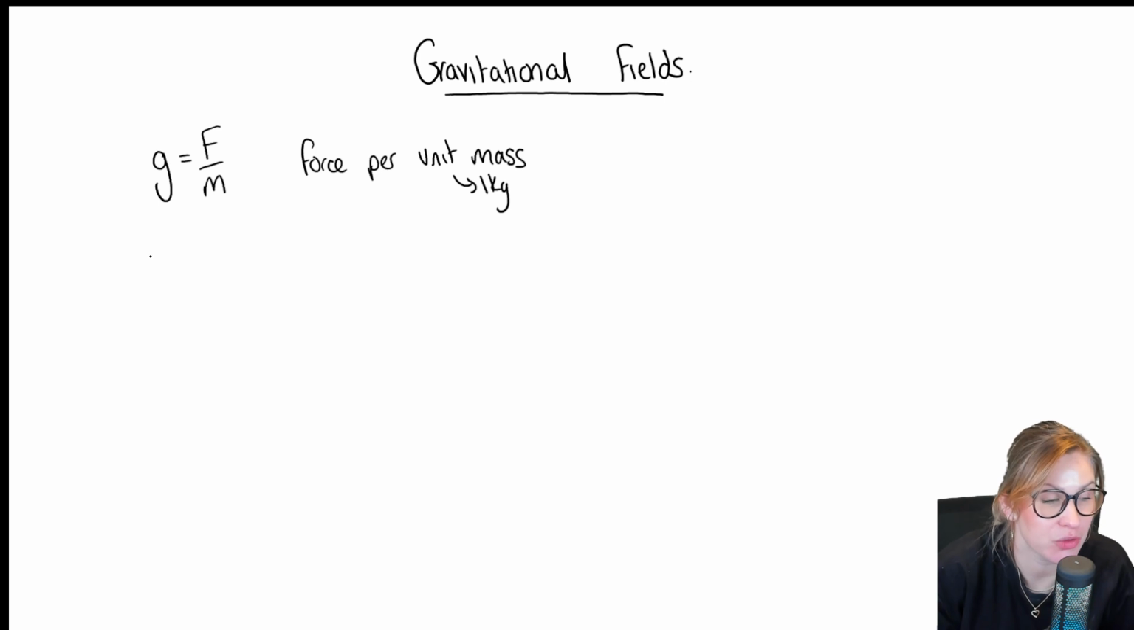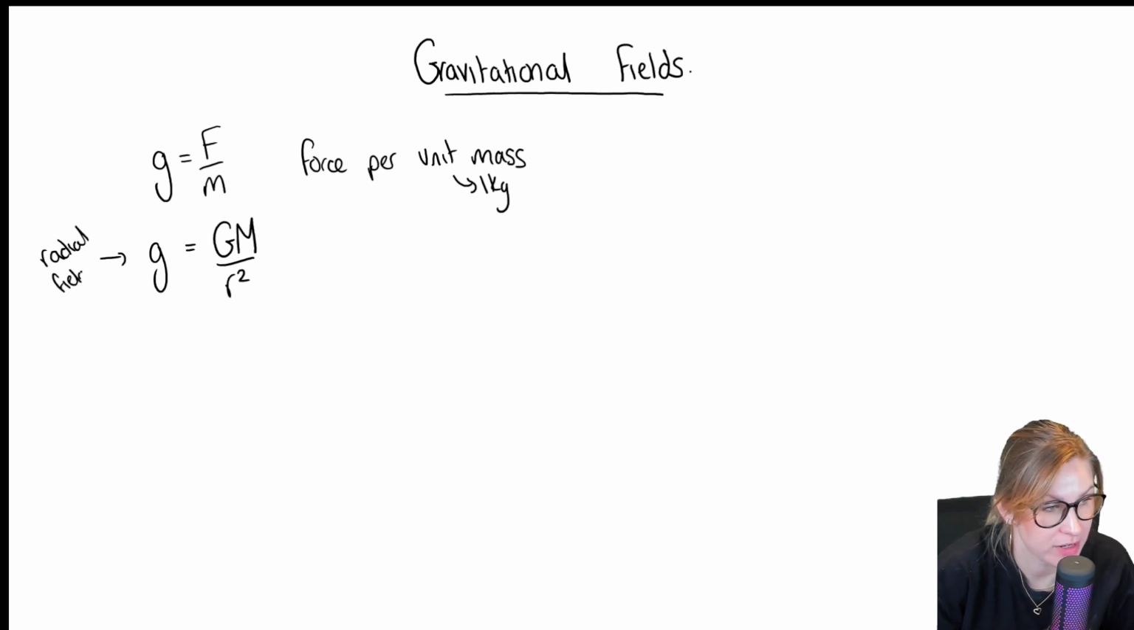Another equation you can see for g, our gravitational field strength, on your data sheet is g equals capital G times capital M divided by r squared. And it tells you that you only ever use this one if it's a radial field. So what is a radial field? There's two ways to look at it.